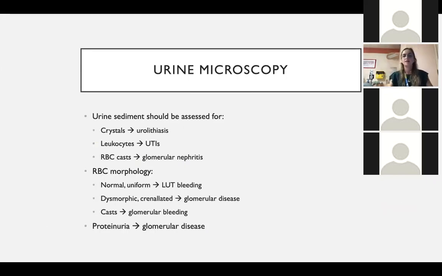The urine microscopy, which is done if the dipstick is positive, assesses the urine sediment, which should be examined for findings that would suggest certain etiologies, such as crystals suggesting lithiasis, leukocytes suggesting UTIs, red blood cell casts, or dysmorphic red blood cells that would orient us towards glomerular disease, right?